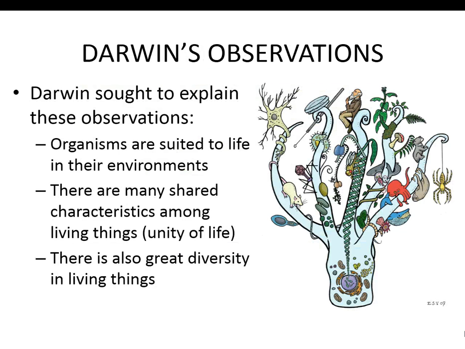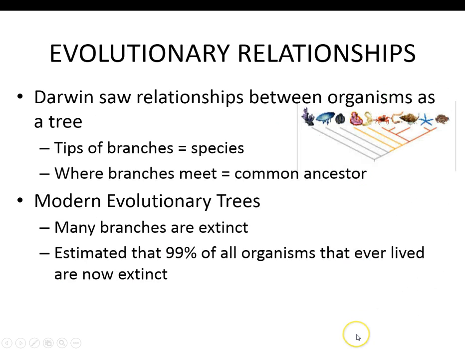So, Darwin was seeking to explain his observations that all organisms are suited to life in their own particular environments, that there are many shared characteristics among living things. So this goes back to our unity of life philosophy that we talked about early on. We all have the same genetic code, we all have the same protein code, but also within a particular group. So all birds, for example, have some similarities, but we also see great diversity within those groups and among all living things. So Darwin really wanted to kind of explain that.